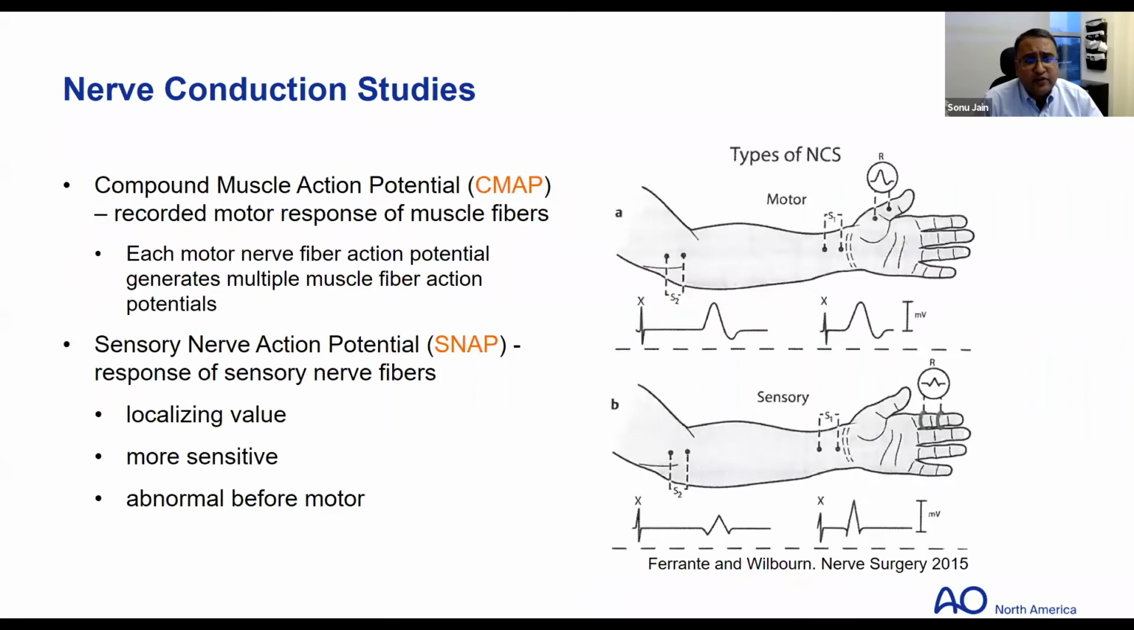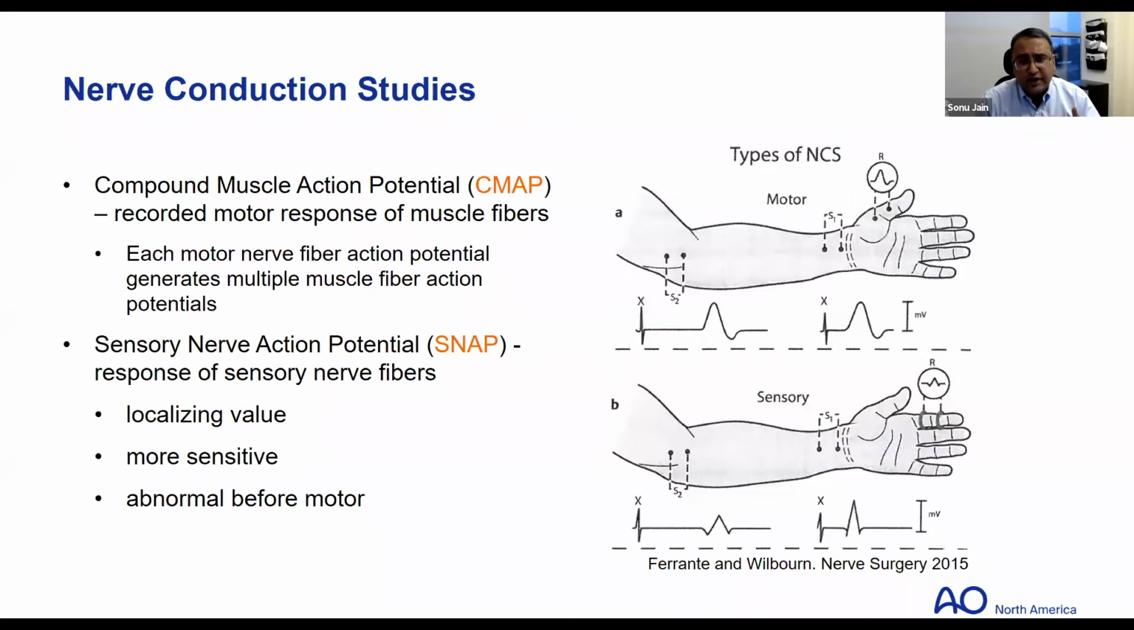So when you look at the nerve conduction studies, you want to look at the compound muscle action potentials, CMAPs, which is the recorded motor response of the muscle fibers. Each of those muscle fibers' action potentials generates multiple muscle fiber action potentials. And so you also have the sensory portion as well, and that localizes the injury, and it's more sensitive, and it's abnormal. You'll get the abnormality before the motor conduction shows that. But again, the other thing you want to realize is the norms that you have, you want to look at each lab. Every EMG lab has a different norm.